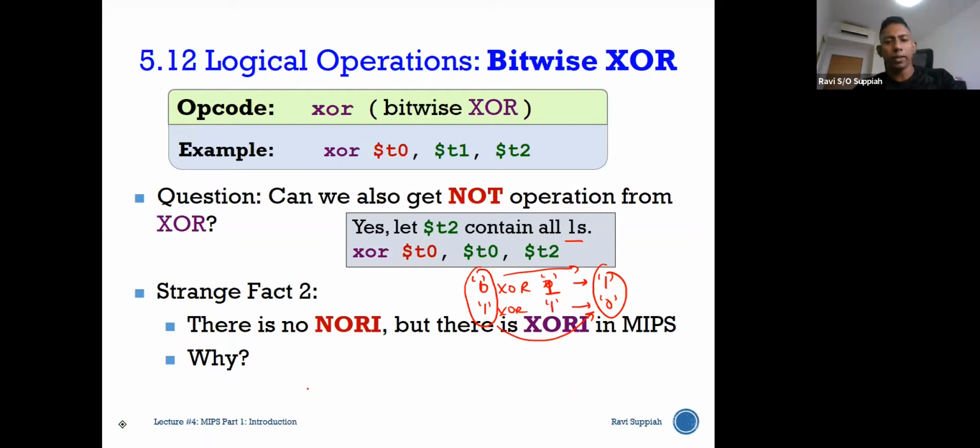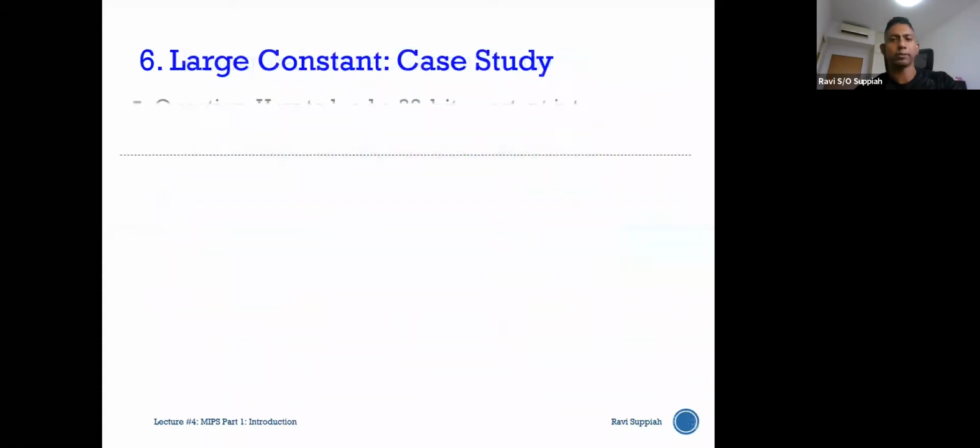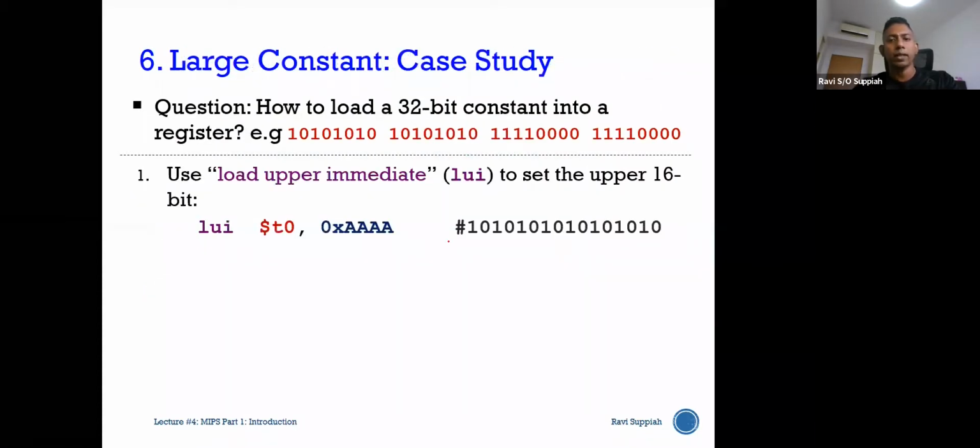Again, you have some instructions with R type, some only with I type, to make sure that we keep things as simple as possible, because you may be able to achieve some functionality with other instructions. So we don't need to implement all instructions. Okay, so this is an interesting thing. How do I load a 32-bit constant into a register?